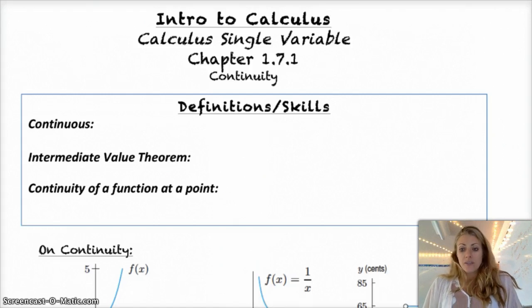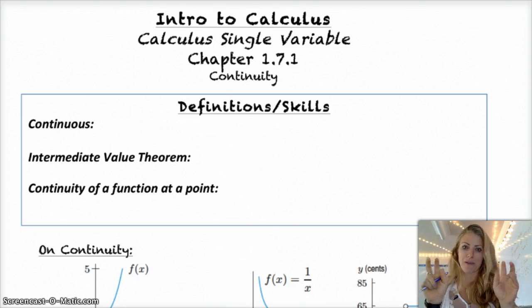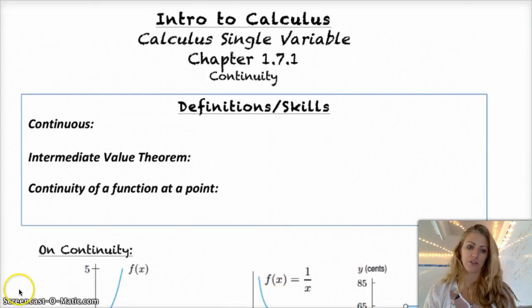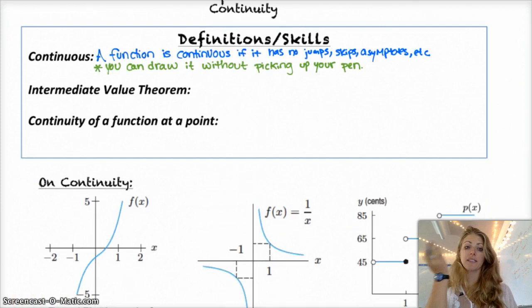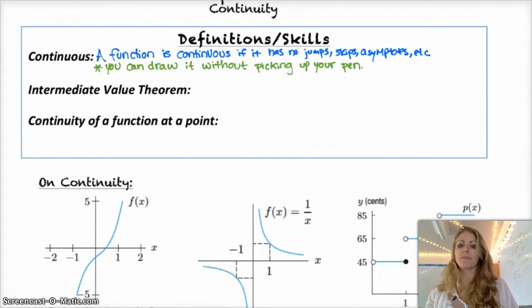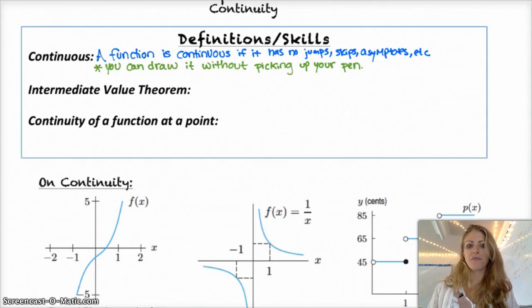So first thing we're going to talk about is continuity. A function is determined to be continuous if, and this is not official math terms, you can tell if a function's continuous if you can draw it without picking up your pencil or pen. Basically a function's continuous if it has no jumps, skips, asymptotes, etc. In layman's terms, you can draw it without picking up your pen.